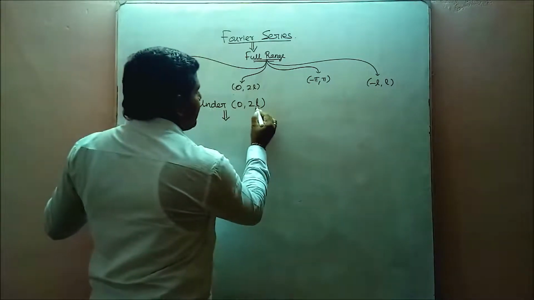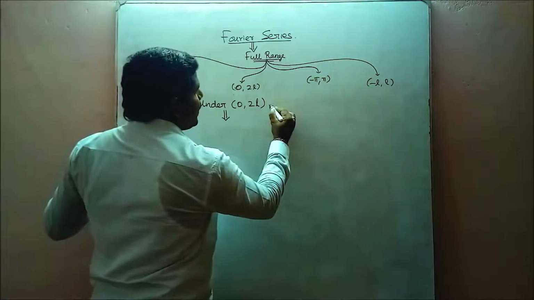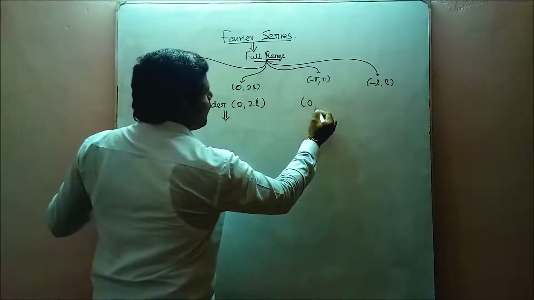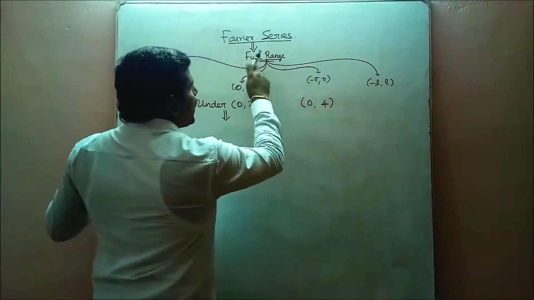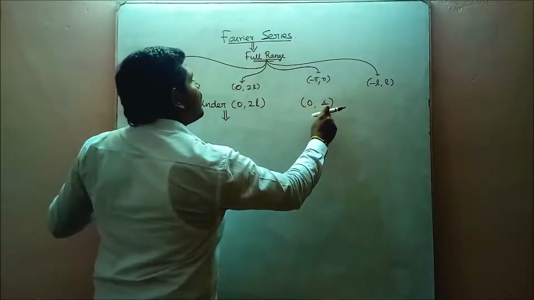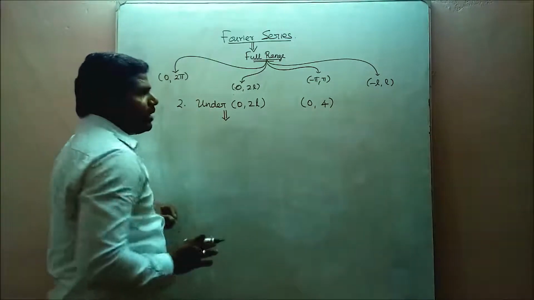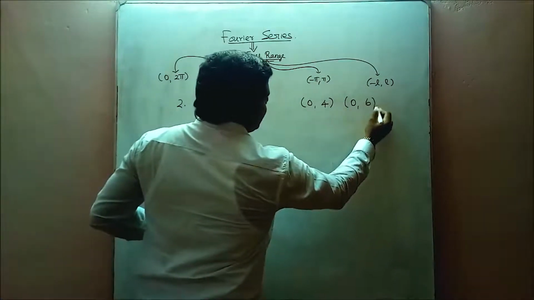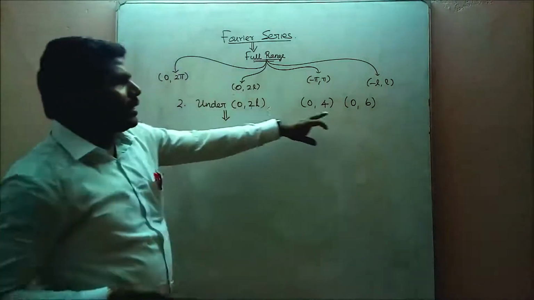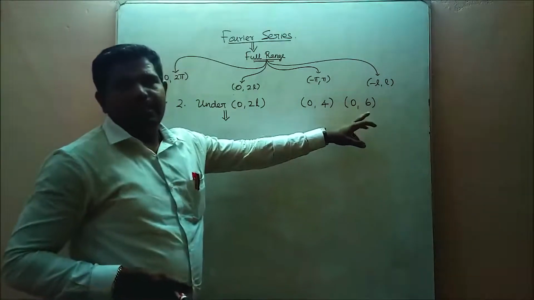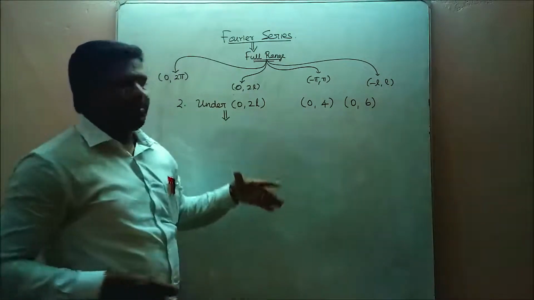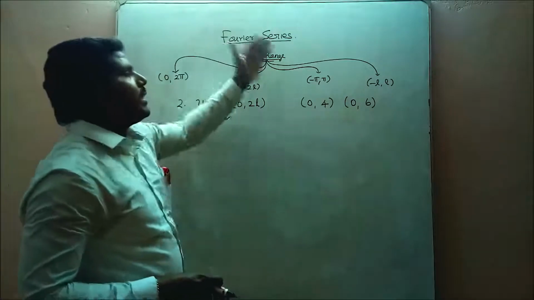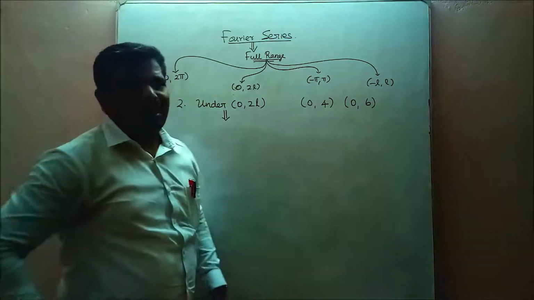Suppose in place of 0 to 2l, some problems give 0, 4. To find the Fourier series in the interval 0, 4, you have to consider it as 0 to 2l. Suppose sometimes the question is given as 0, 6. You have to consider this interval as coming under the 0 to 2l model. For Fourier series, you can take this limit as 0 to 2l.